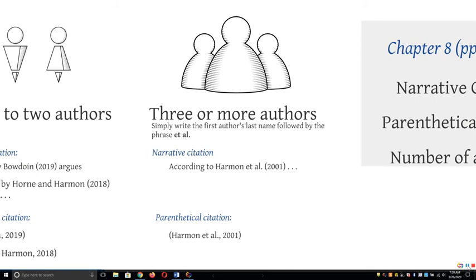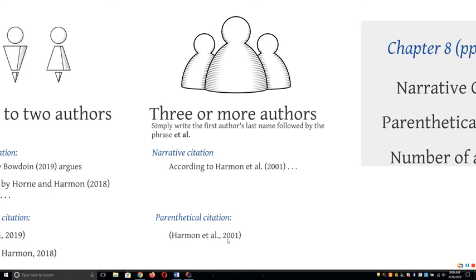Now we're going to look at what to do when we have 3 or more authors. If we have 3 or more authors for an APA in-text citation, all we need to do is list the first author followed by this phrase, et al. One thing you'll note is there is not a period after the et, there's only a period after the al. For a narrative citation, all we need to do is list Harmon et al. and then the year that it was published. And for a parenthetical citation, that little abbreviated citation, we list Harmon et al. followed by a period, then a comma, and then the year.